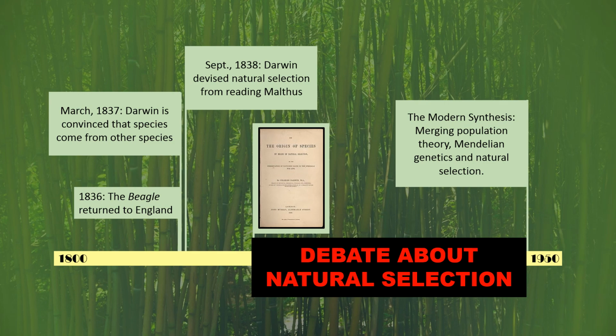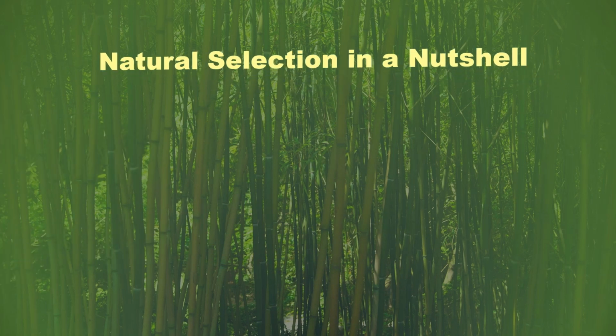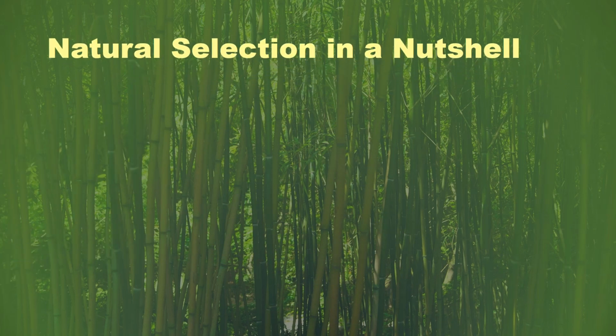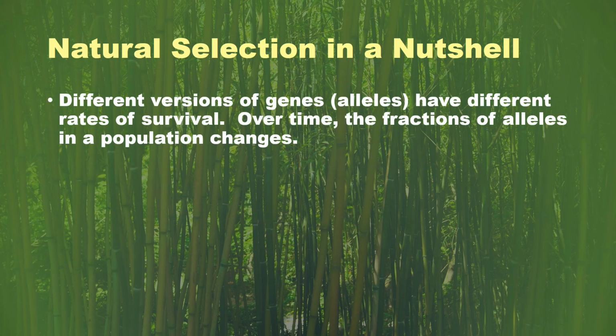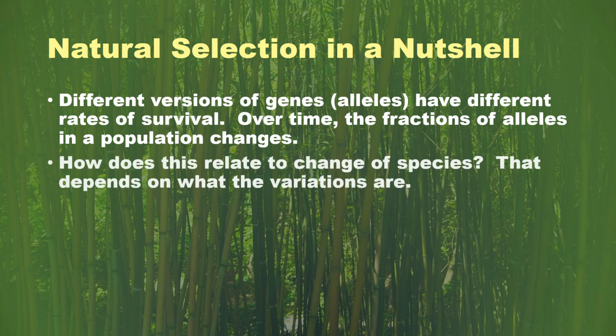In a nutshell, what is it? How does this work? Well, various ways of thinking about it, sort of the most technical ways. Different versions of genes, alleles, have different rates of survival. And over time, the fractions of alleles in a population changes. And this produces what we think of as adaptation. Now, how does this relate to the change of species? Well, that depends on what the variations are, right? And that's where the random part of random mutation comes in, because the mutations could be almost anything, and they could change almost any character. Things could adapt to any open environment.